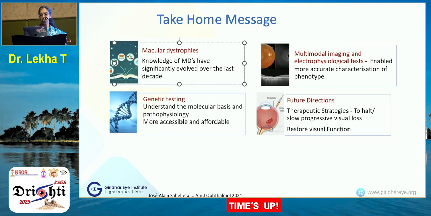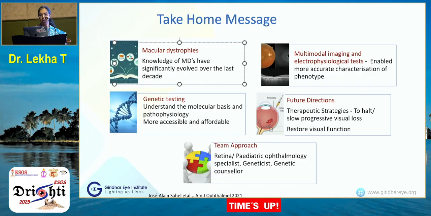So future direction would be therapeutic strategies which can halt or slow the visual loss or even restore visual function one day. This involves a team approach involving retina and pediatric ophthalmology specialists, because most of them will be coming to the pediatric ophthalmologist, geneticist, and a genetic counselor. Thank you.